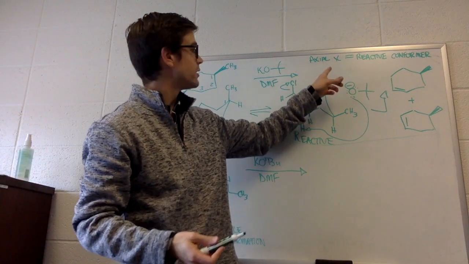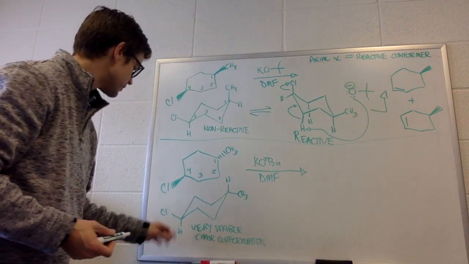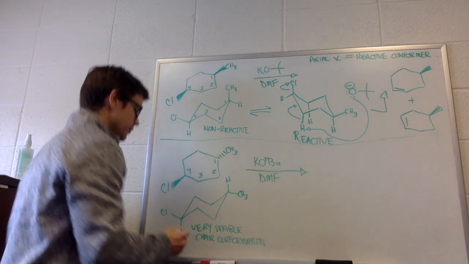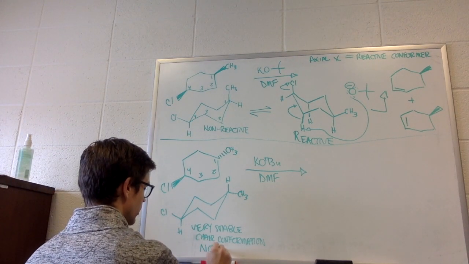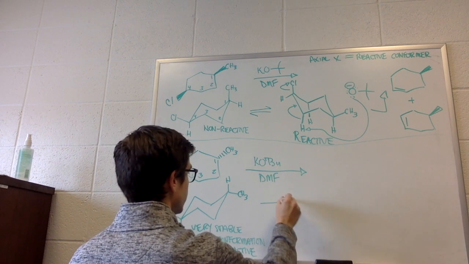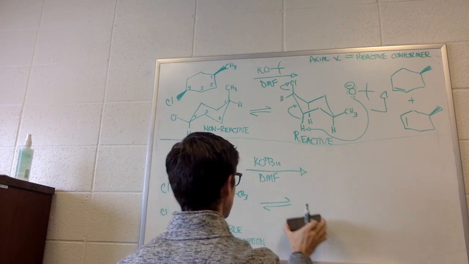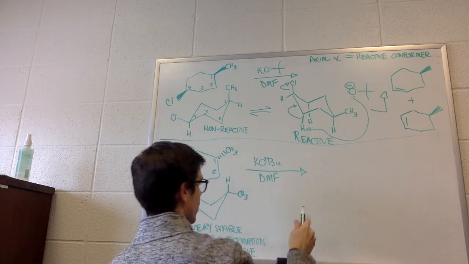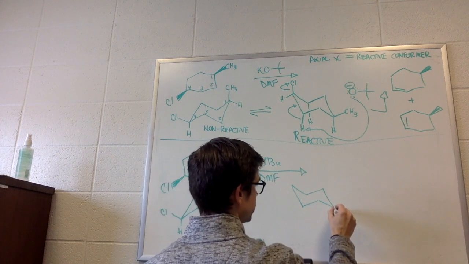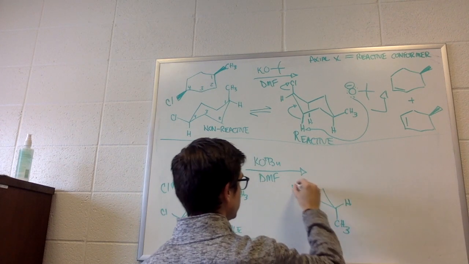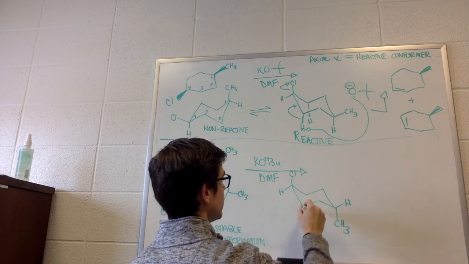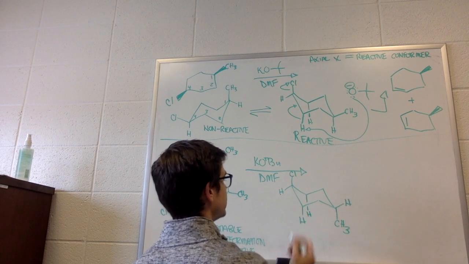We said at the top, axial halogens equals reactive conformer. In this conformation, the chlorine has no hydrogen atoms that are antiperiplanar to itself. So this is a non-reactive conformation. It has to flip to the reactive conformation. Let's first draw that conformation. It flipped. That CH3 is now going down axially. The Cl is now coming up axially. And it now has, just like the other one did, two axial hydrogens that are both antiperiplanar to itself.